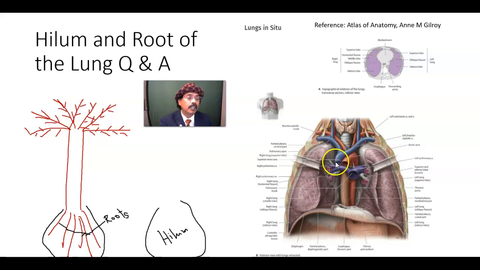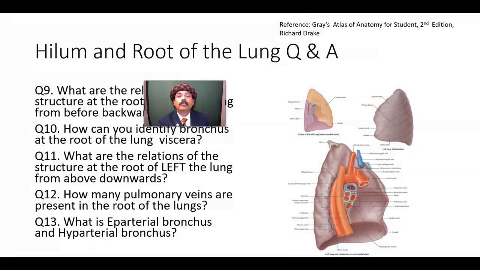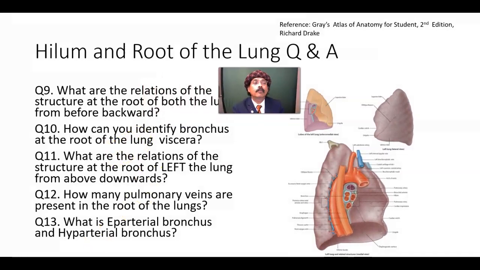So here again we have the mediastinal pleura. Here is the mediastinal pleura, and on the lung we should have the pulmonary pleura. So around the hilum, the mediastinal pleura is continuous with that of the pulmonary or visceral pleura. Okay, so we are looking at the hilum and root of the lung.